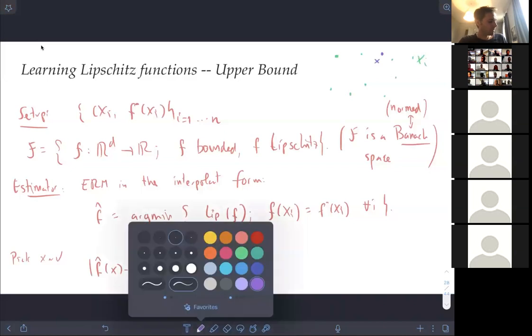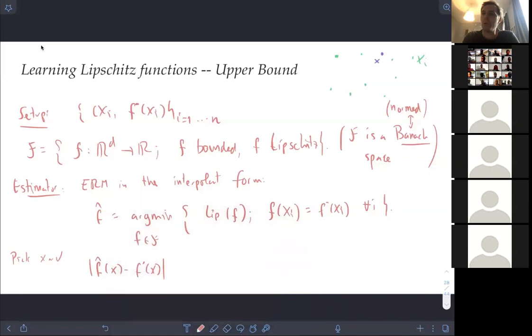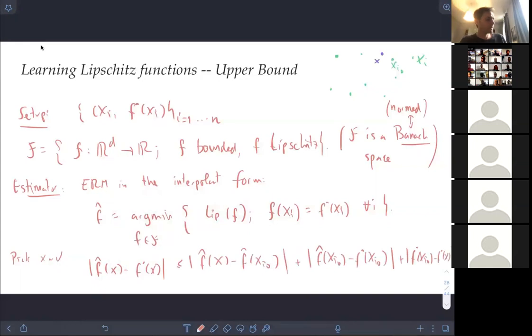Okay, so what is the correct way to add and subtract? So we can call it the add and subtract trick. So we are going to consider the point that is closest from the point cloud to x, right? So let's call this point x_i0. This is one of our samples. So we are going to add it and subtract it. So what do we get? We get that this is smaller than f hat of x minus f hat of x_i0, plus the difference between f hat of x_i0 minus f star of x_i0, plus f star of x_i0 minus f star of x. Okay, so we have added and subtracted both f hat at that point and f star at that point.